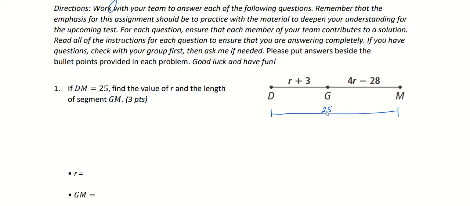If I want to find R, I need an expression or an equation that allows me to solve for it. Is there anything that I could add up that I know what it adds up to? The DG and GM. Segment addition says I can add these, and if I add these up, they better be 25. Everybody agree with that? Okay, let's write that expression. I'm just going to plug and chug. R plus 3 plus 4R minus 28 better add up to what? 25.